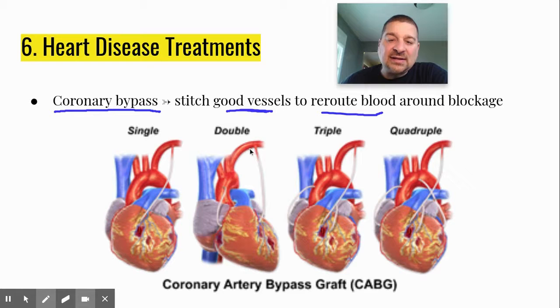Like here you can see they hook it into one of the subclavian arteries, brachial arteries that go out towards the arm or head or neck, and they bring it down and attach it down here to the heart. So if the blockage is back here, they just bypass it and go around. The single, double, triple, quadruple is just how many different blockages they are rerouting around.